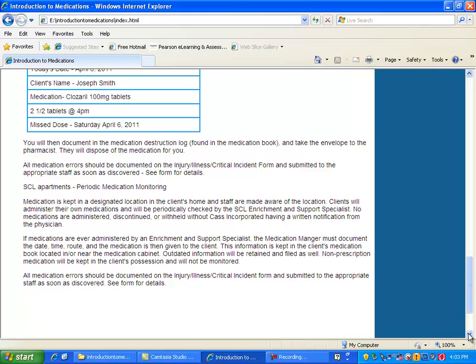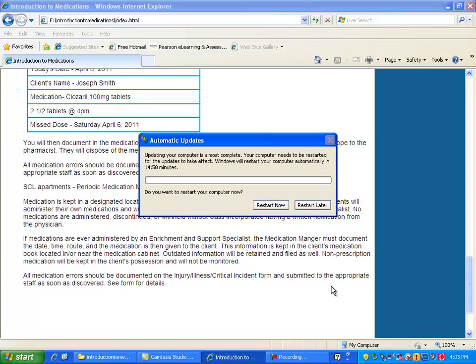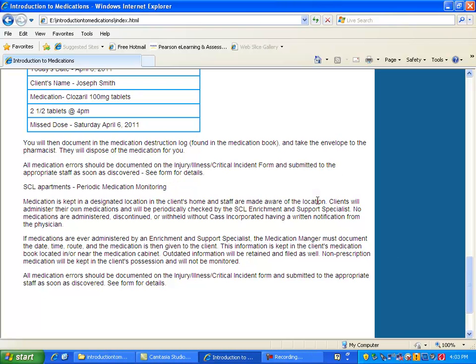If medications are ever to be administered by an enrichment and support specialist, the medication manager must document the date, time, route, and the medication that is being given to the client. The information is kept in the client's medication book located in or near the medication cabinet. Outdated information will be retained and filed as well.